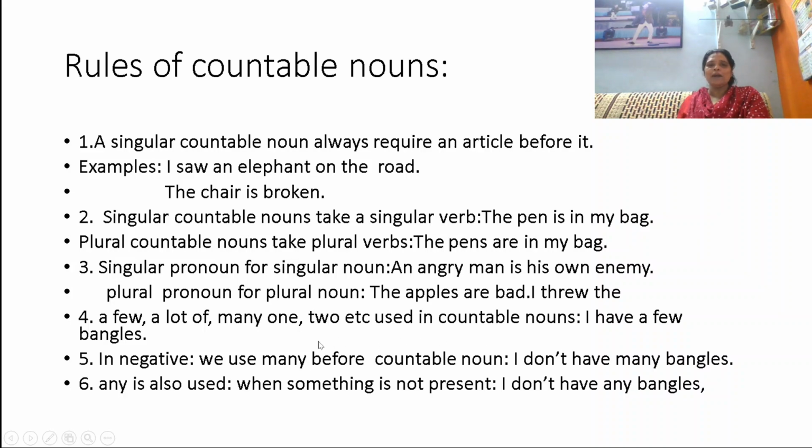I have a few bangles. When I have only a small number of bangles, here it will be countable. I don't have many bangles. So it is bangles, plural form, so countable. I don't have any bangles. When I have nothing, I say I don't have any bangles. So it is also countable.